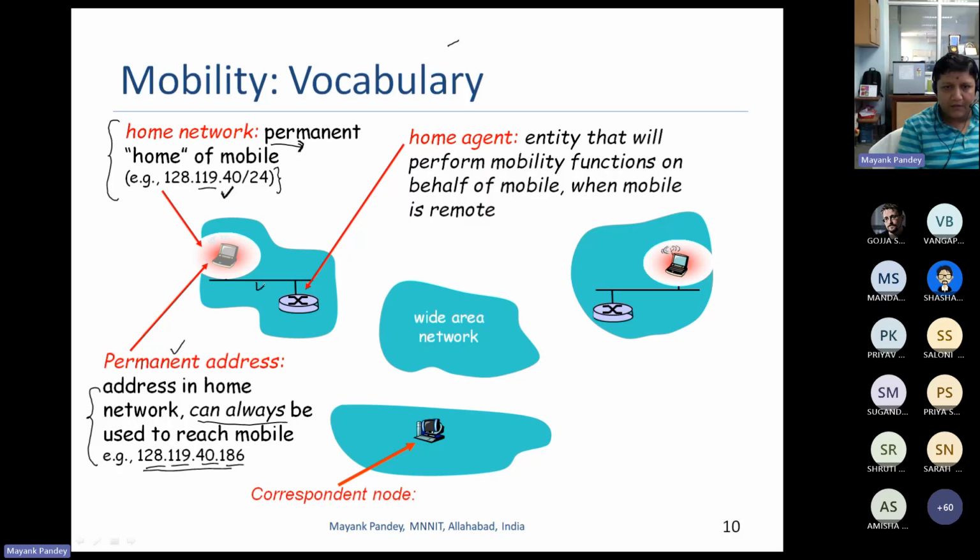In this router, the home agent is running. It is the entity that will perform mobility functions on behalf of the mobile when the mobile is in a remote location. This is our internet. This is our correspondent node, which is trying to communicate with the mobile node.